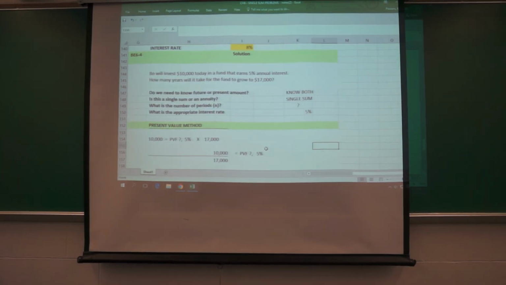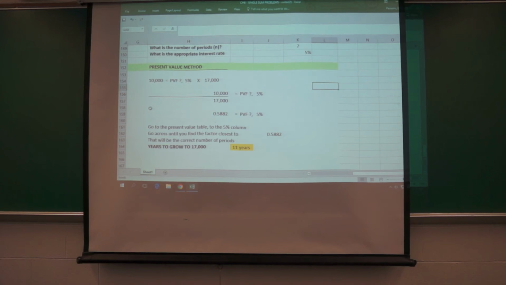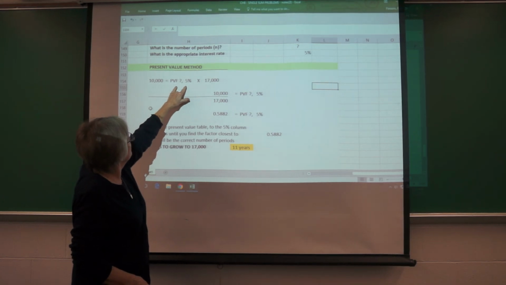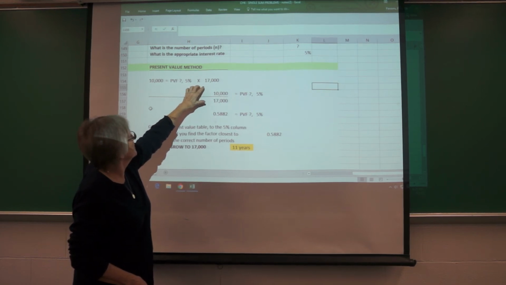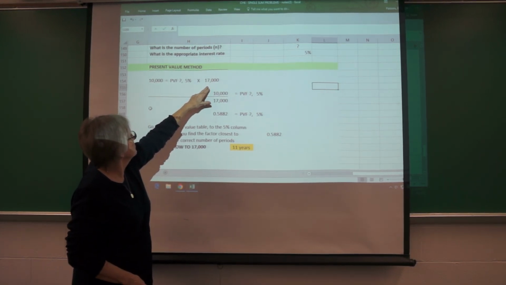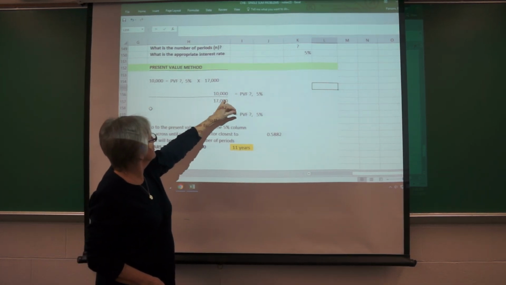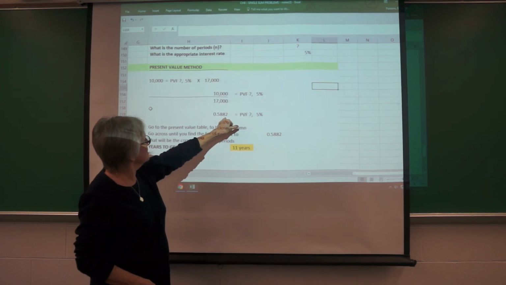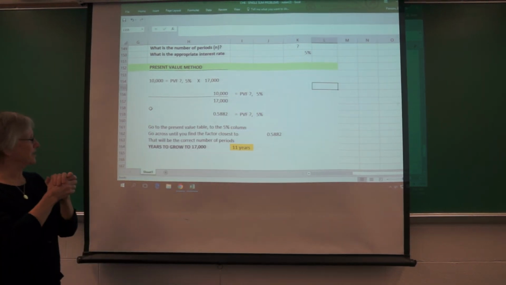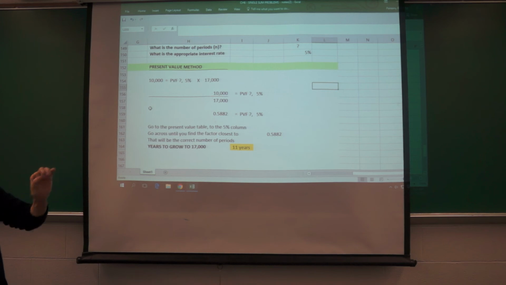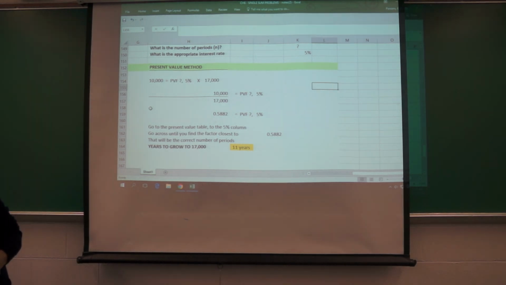So let's go across here, and if we do the present method, you're going to say, okay, the 10,000 equals the present value factor. We don't know the number of time periods, but we do know the interest rate, times the future value of 17,000. So the 17,000 future times the present value factor gets you back to 10,000. So you do the division, get the factor of 0.5882, and then you go to the present value table, and you know the interest rate, so you go to the 5% column, you go down until you find something close to 0.5882, and it's 11 years, okay?